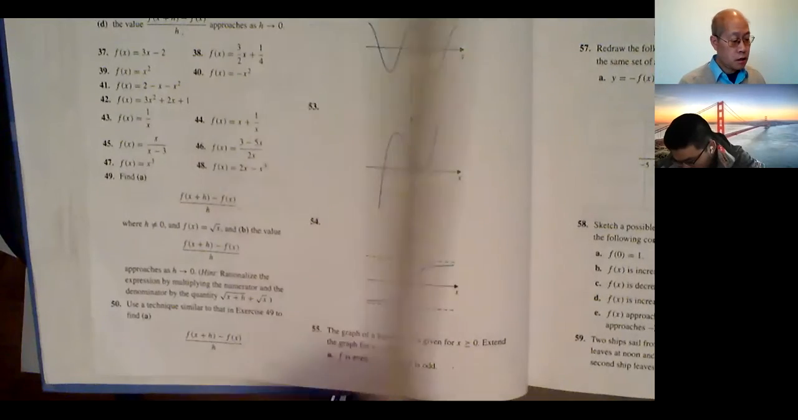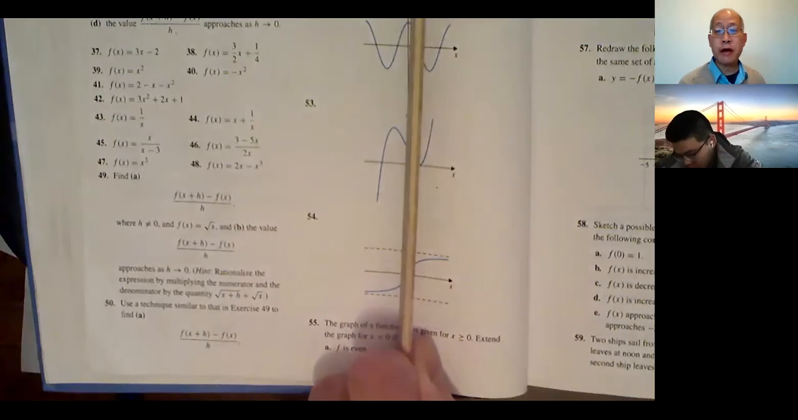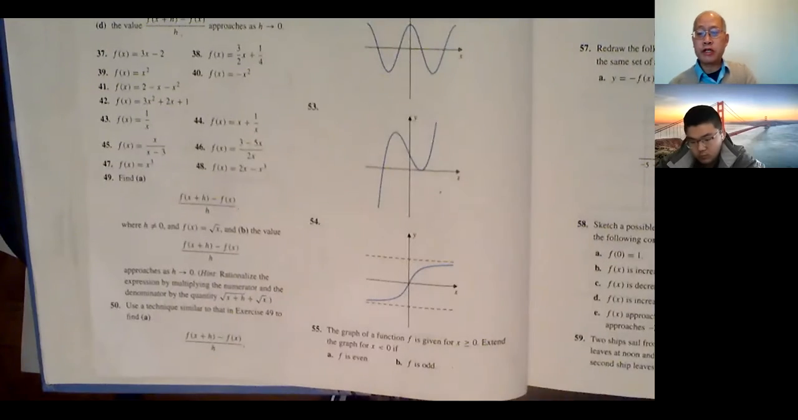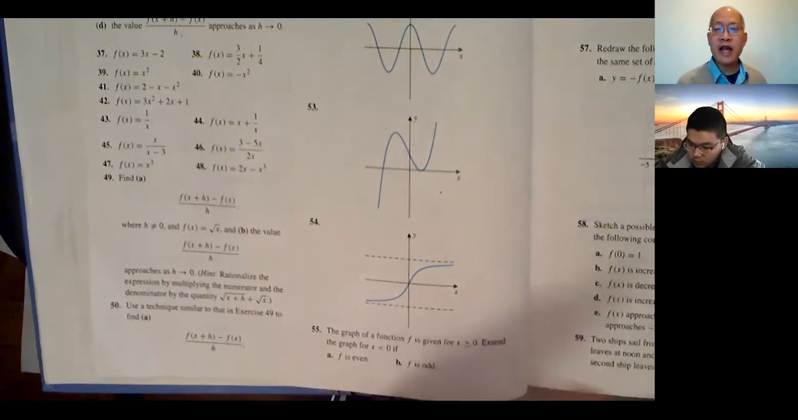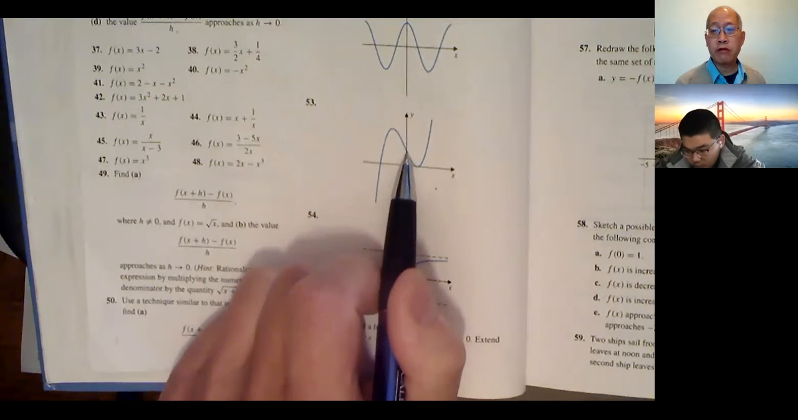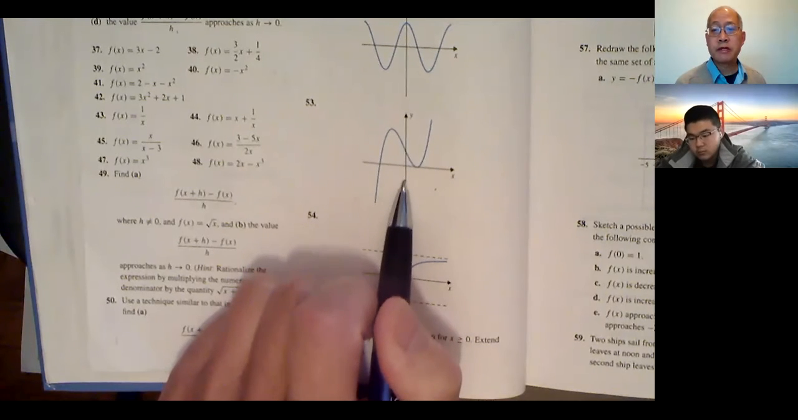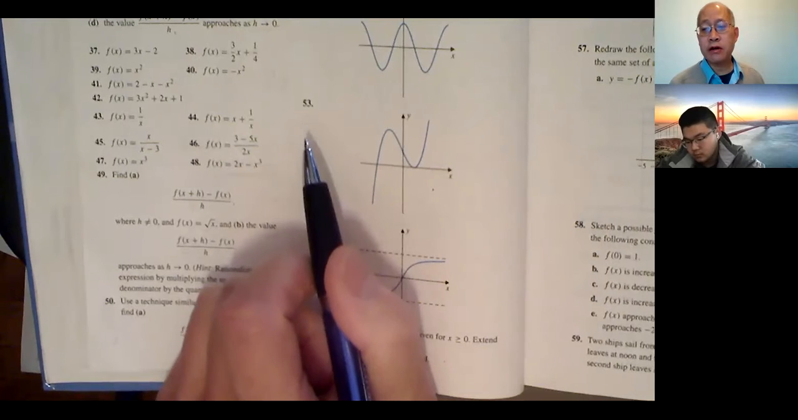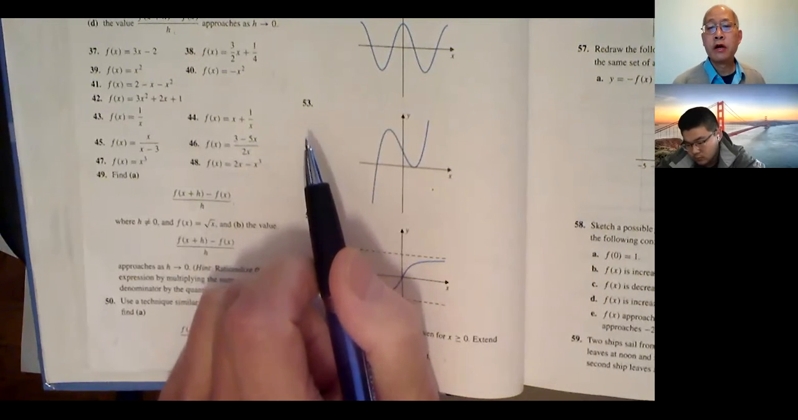53, is there symmetry with respect to the y-axis? No, it isn't. The left and the right side are not mirror images of each other. And it's not odd either. Okay, so for instance, if I take this point and reflect across the origin, I'm supposed to have a point over here, but I don't. Okay, so 53 is neither. 53 is neither even nor odd.